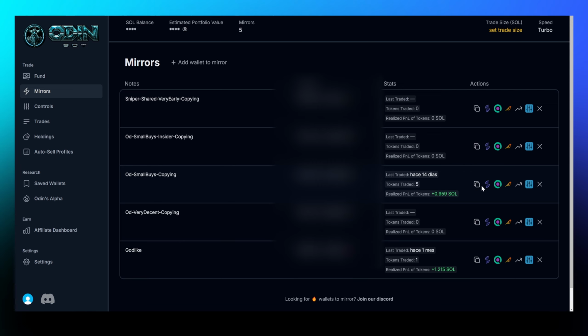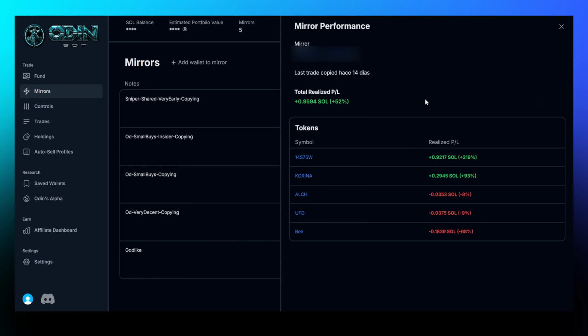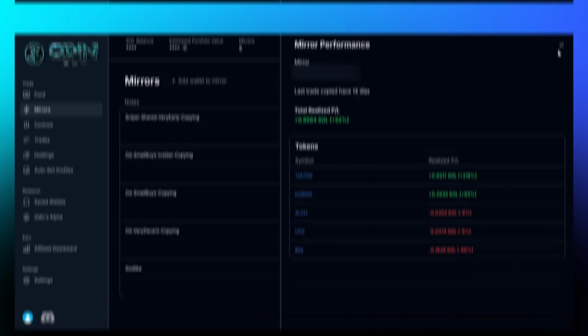Aside from that, you're going to have some useful buttons like copying the wallet address, view it on Solana FM, SolScan, Bird Eye, and also the wallet performance. Here, you're going to be displayed with all the information that this wallet reported. Keep in mind that the fees are included, which means that this is the net profit. In my case, this wallet made me 0.95 Solanas over the last 14 days.